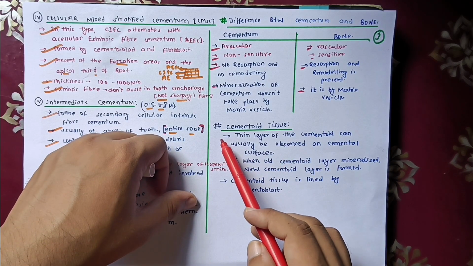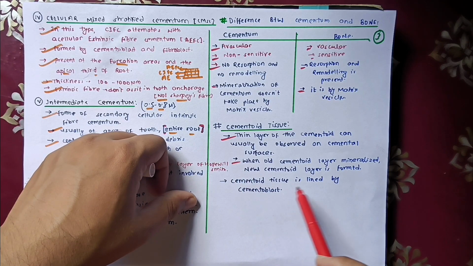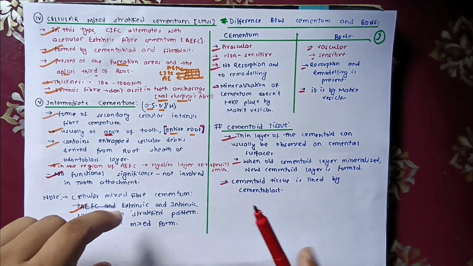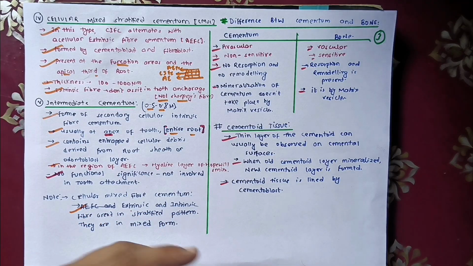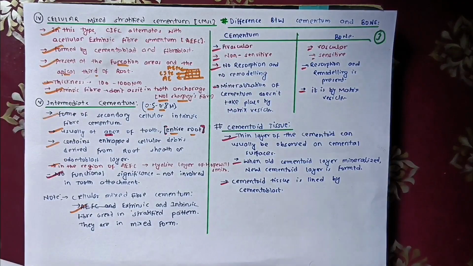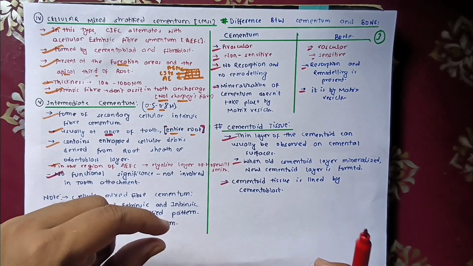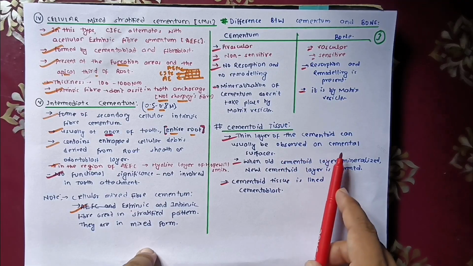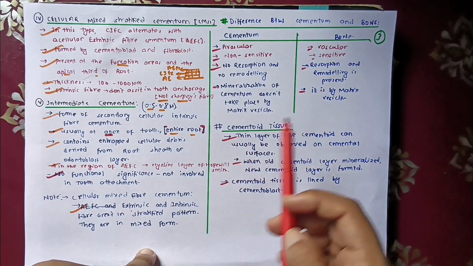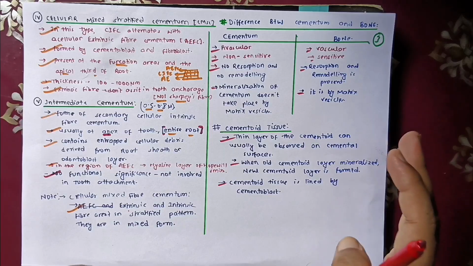And cementoid tissue. Cementoid is a thin layer that can usually be observed on the cemental surface. When the old cementoid layer is mineralized, a new cementoid layer is formed, and cementoid tissue is lined by cementoblasts. This is not quite important, but as I discussed in the difference, you can just remember that cementoid is absent in the AEFC but present in the CIFC. At the surface of the cementum you will see this cementoid tissue, and when the old cementoid layer is mineralized, a new one is formed, quite similar to predentine.